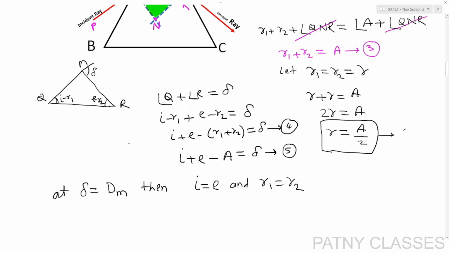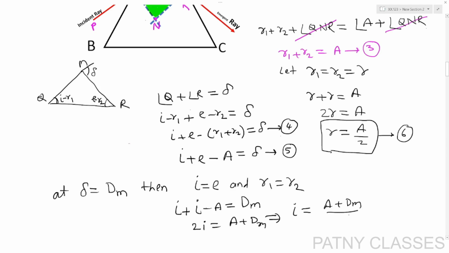Call it equation 6. Similarly, at the angle of minimum deviation I equals E. Therefore, in place of E I can write I, and in place of delta I can write Dm. In equation 5, I plus I minus A equals Dm. Therefore, 2I equals A plus Dm, which implies I equals (A plus Dm) upon 2. Call it equation number 7.